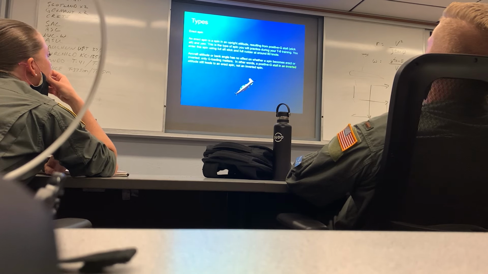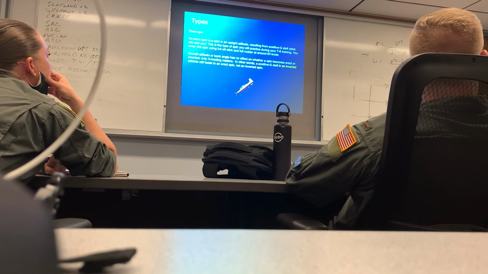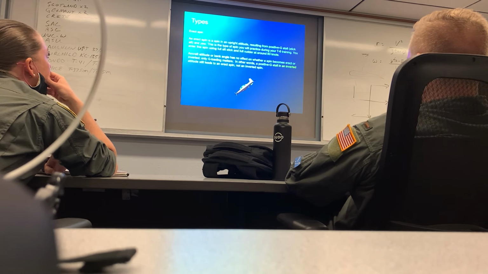So, training, you will do this with full aft stick and full rudder around 80 knots. Just as you're stalling out, you'll get full stick and throw in full rudder one way or the other. Okay? So attitude or bank angle has no effect on whether the spin becomes erect or inverted. It's only what kind of G's you have on the aircraft when you introduce it to the spin. Positive G's, erect spin. Okay?